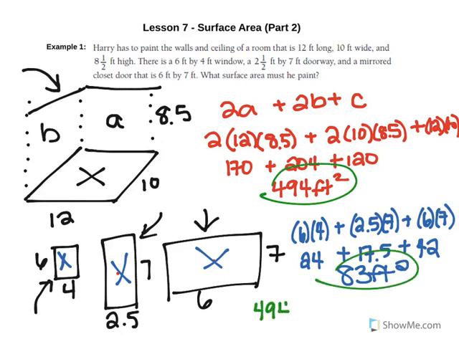So we have 494, subtract 83.5, I missed the point five. And altogether, the amount that they would have to paint would be 410.5 square feet. If they had to do more than 1 coat of this, like they did 2 coats, they would just double that number. So this is useful when you're buying paint and how much you're going to need.